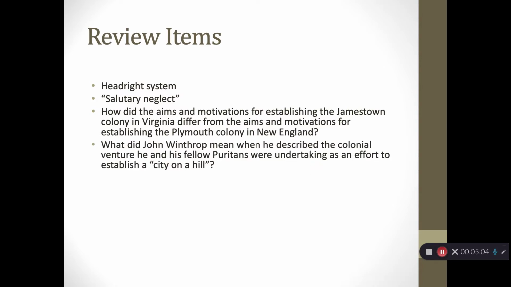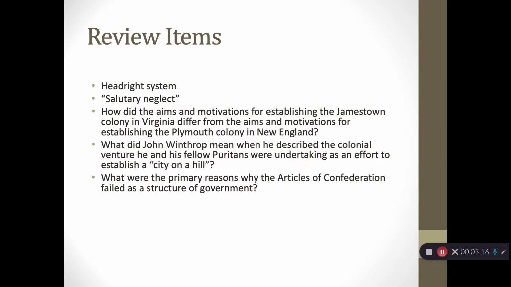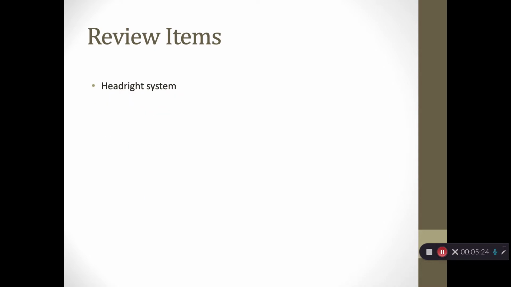The essay question: what did John Winthrop mean when he described the colonial venture he and his fellow Puritans were undertaking as an effort to establish a city on a hill? And lastly, we have the question: what were the primary reasons why the Articles of Confederation failed as a structure of government? And we're going to start with the headright system.